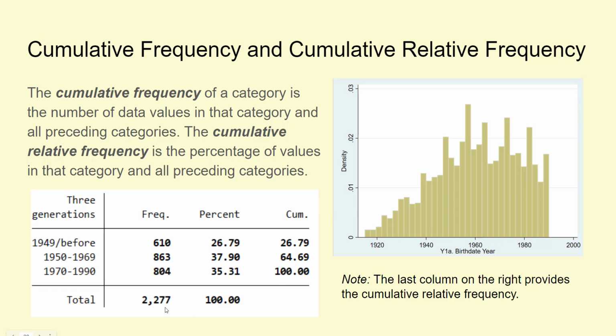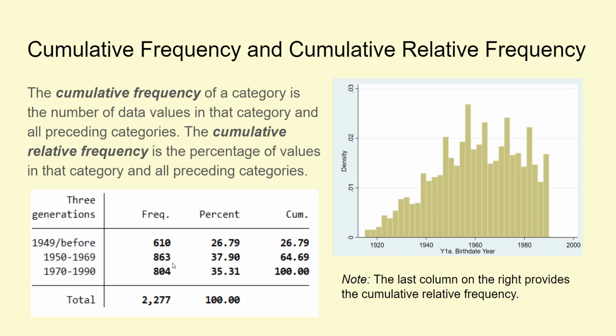And for the total number of responses, so over 2,000 responses here, we have the birth dates that were, so anyone that was born before 1949. You'll see that out of the total responses, 610 of the respondents were born before 1949. 610 divided by 2,277 gives us 26.79%. You'll see that this is the exact same as the cumulative relative frequency here because this is the first line on the table.